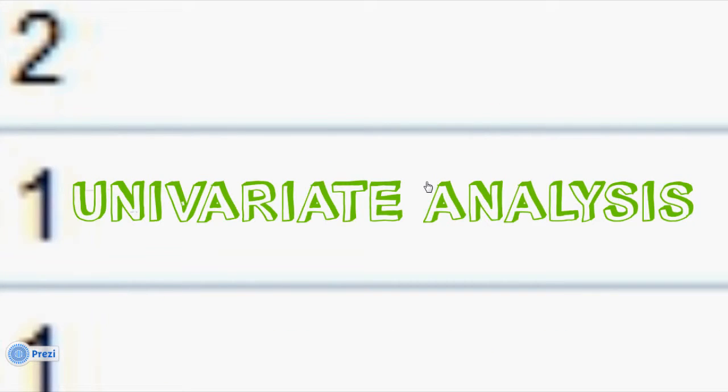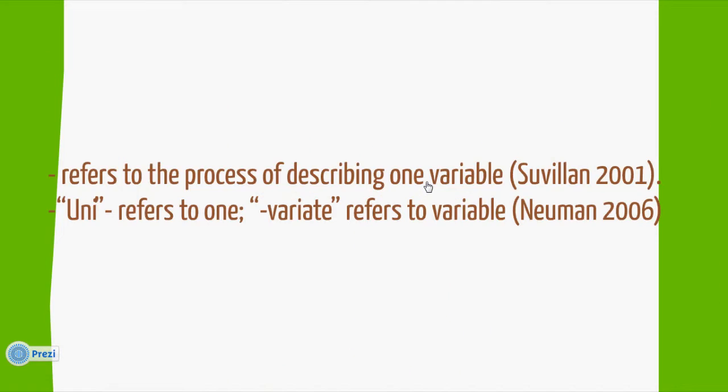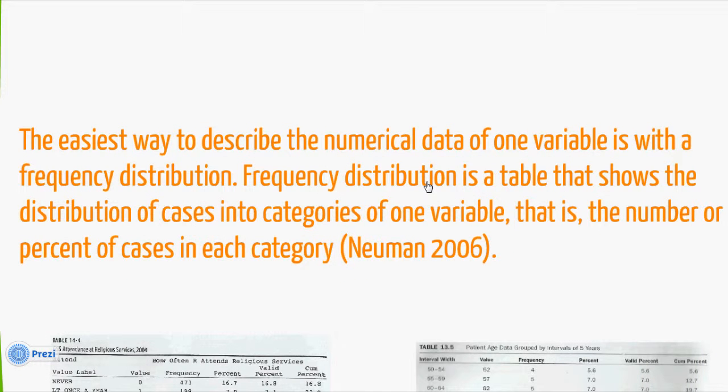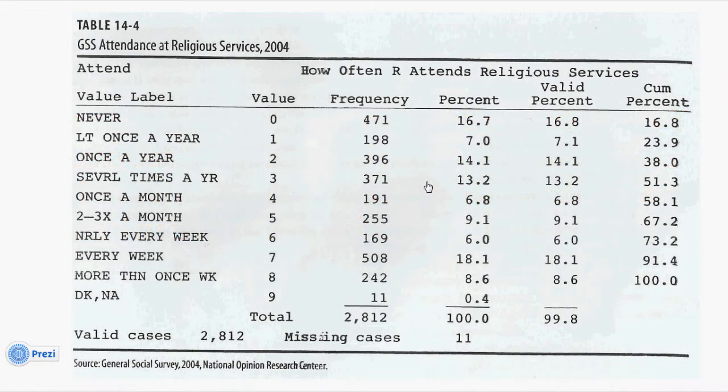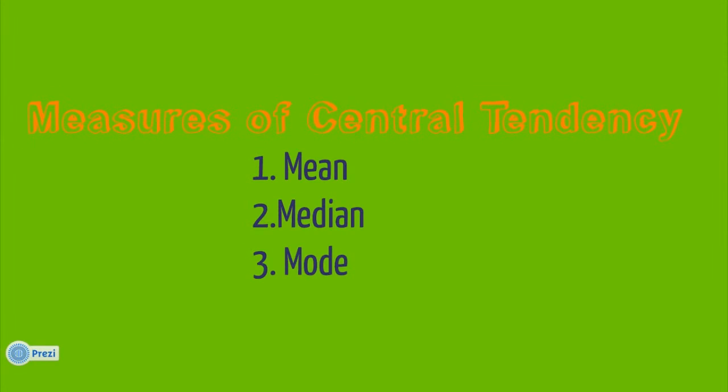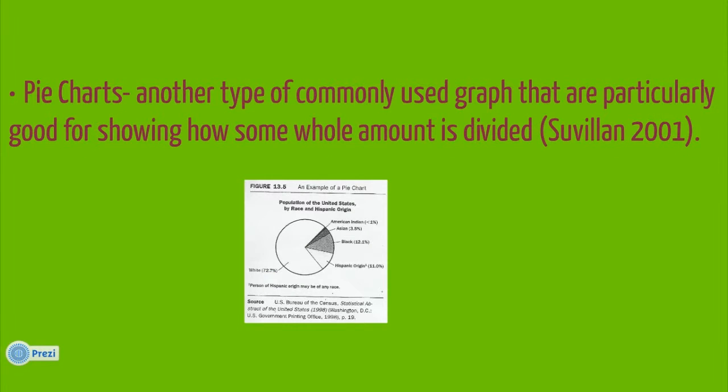Univariate analysis refers to the process of describing one variable. The easiest way to describe the numerical data of one variable is with a frequency distribution. These are examples of frequency distribution. And the other one is pie charts. This is another type of commonly used graph that is particularly good for showing how some whole amount is divided.